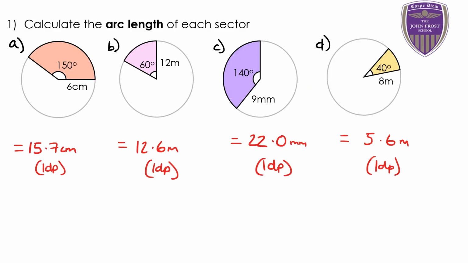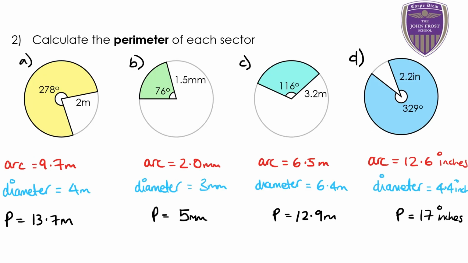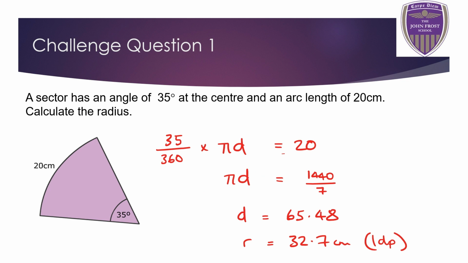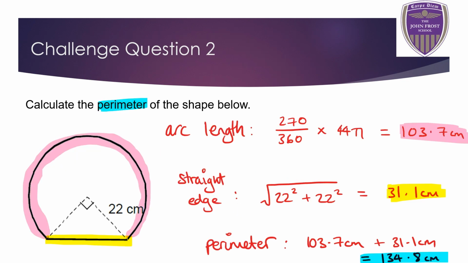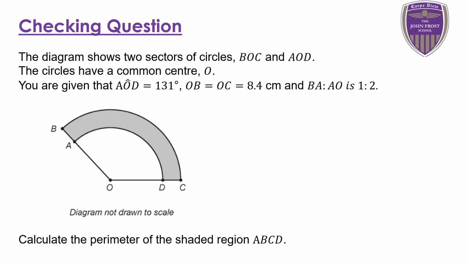So for the first task, the top 4 circles. The second part with the bottom 4 circles. Challenge question 1. Challenge question 2. Okay, so we're going to finish off now with the checking question, okay?